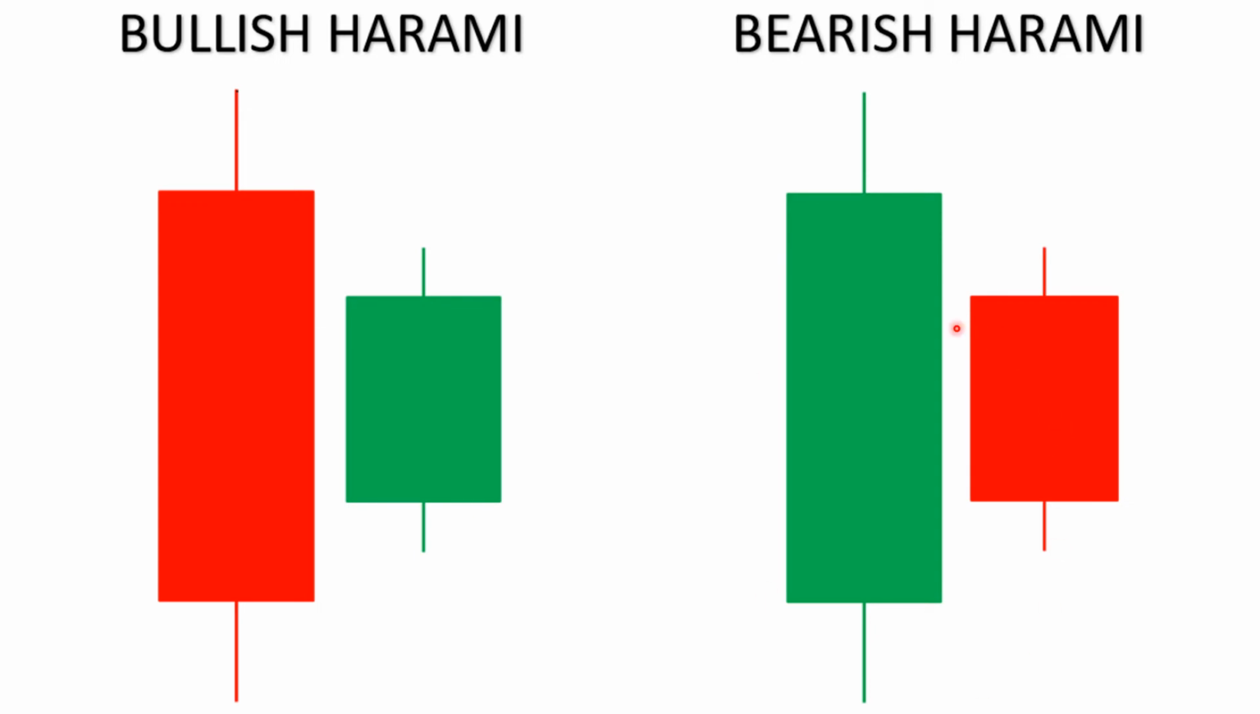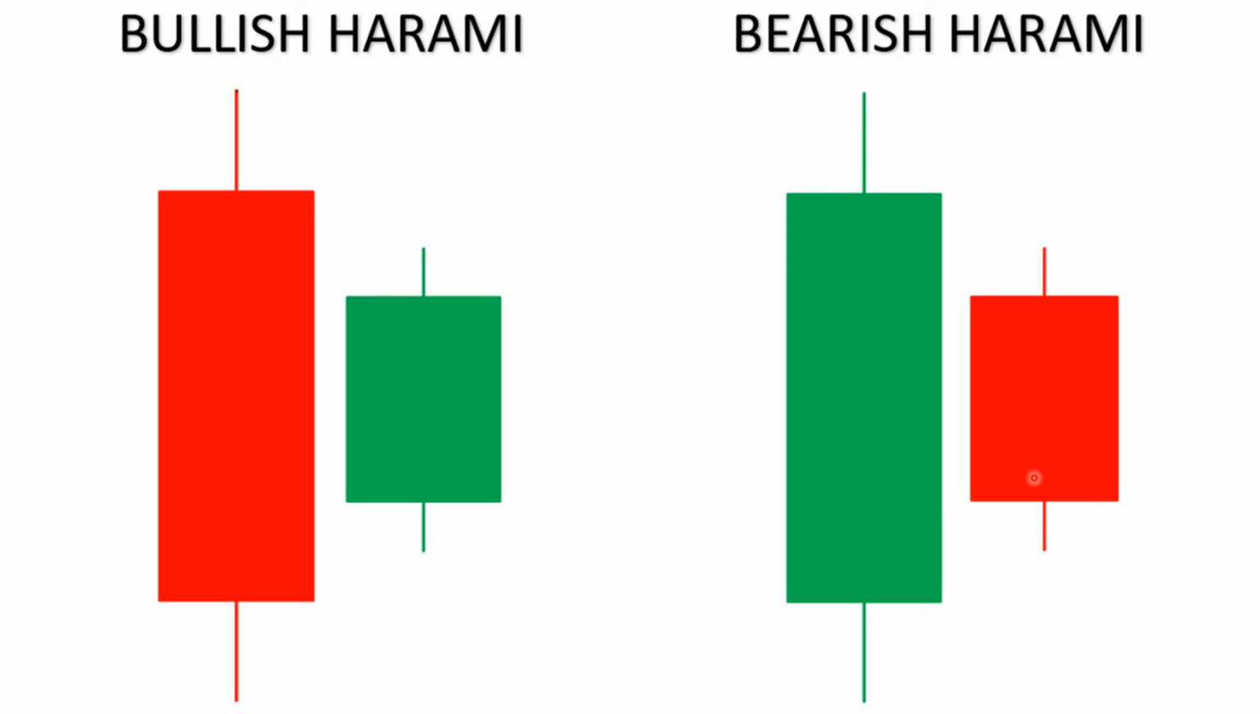Usually the Harami pattern should have the second candle in the middle of the first one, but what could happen is the smaller second candlestick closes in the upper half of the first one, forming a high price Harami, or in the lower half of the first one, forming a low price Harami.